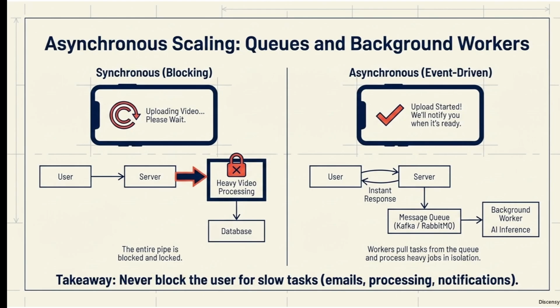Now, what is the takeaway? Never block the user for slow tasks: emails, processing, notifications. Because if you let the users wait for some more time, it leads to delay and latency. We'll move ahead.